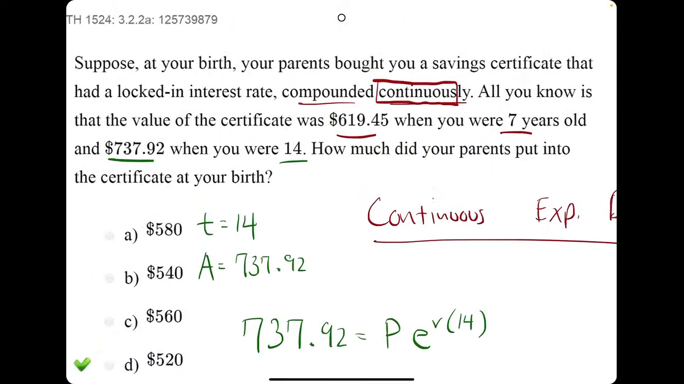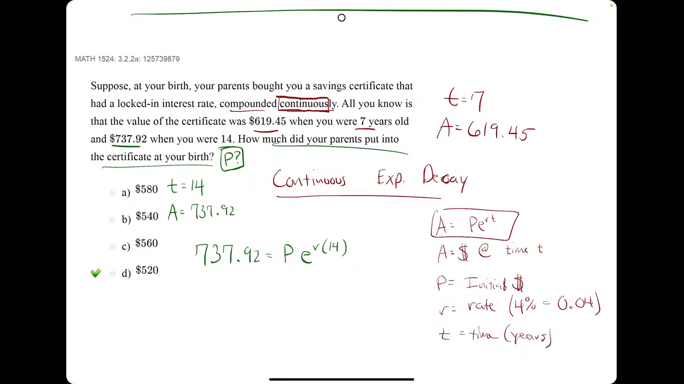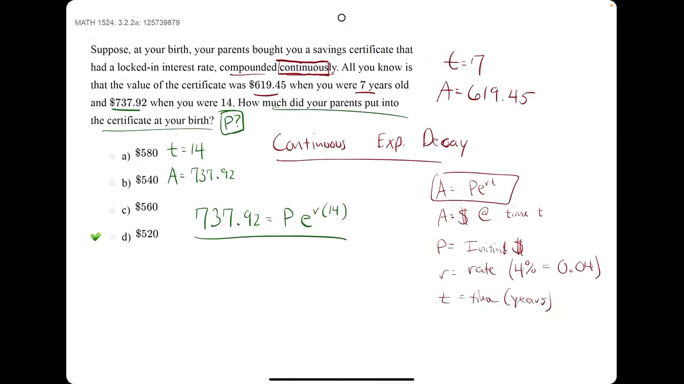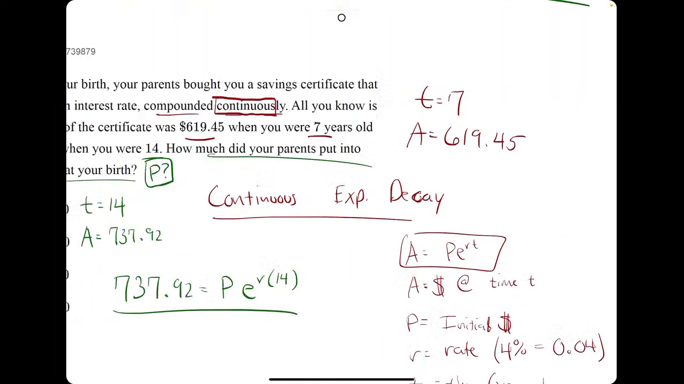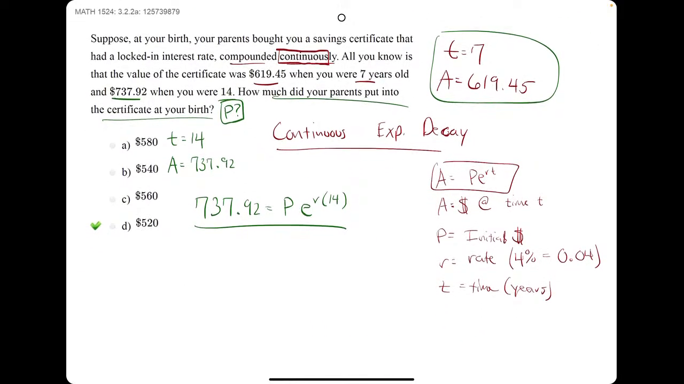And I will say, how much did your parents put into the certificate at birth? What we're looking for is the initial investment. What we're looking for is P. So the first step is setting up that equation, and then setting up that same equation but with this pair of information plugged in. So we'll say 619.45 equals P e to the r times 7 in this case.